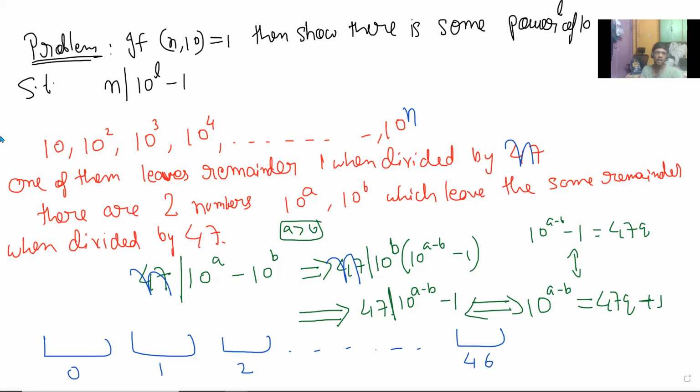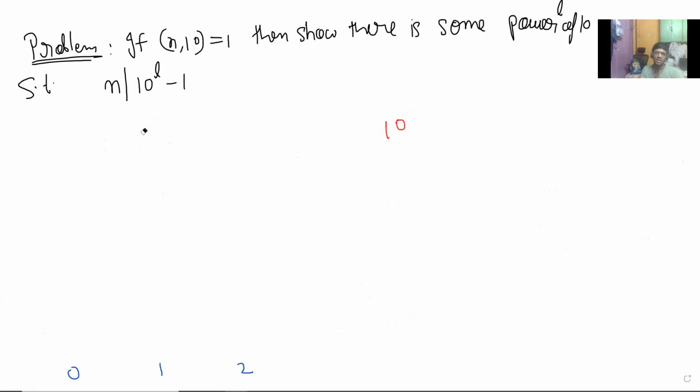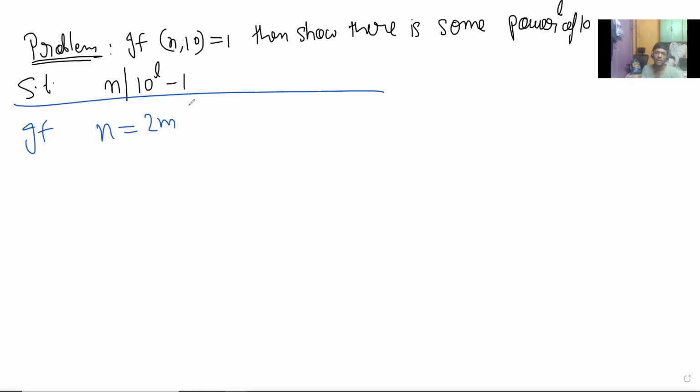But then it is not hard to see that if n is not co-prime to 10, then there is no chance. Let's see. Let's say n is equal to 2m, so n is not co-prime to 10. Then can there be an L such that 2m divides 10 to the power L minus 1? This is plain wrong, right? This is an odd number.